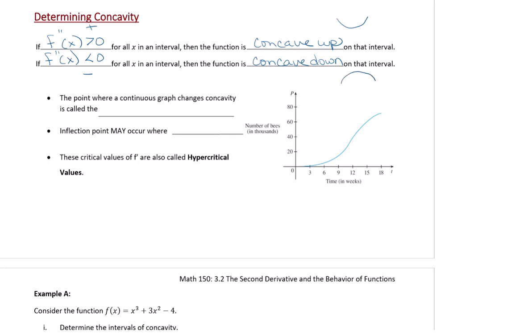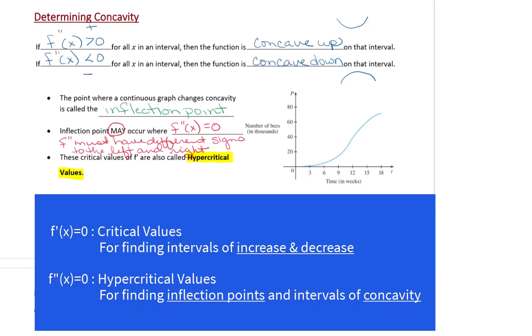The point where a continuous graph changes concavity is called the inflection point. Now, the inflection point may occur where the second derivative is equal to 0. The second derivative must have different signs to the left and right in order for it to be an inflection point, so we'll have to check it. Now, these critical values of f prime are also called hypercritical values. Remember, we use the first derivative for intervals of increase and decrease, and the second derivative to find inflection points and concavity.